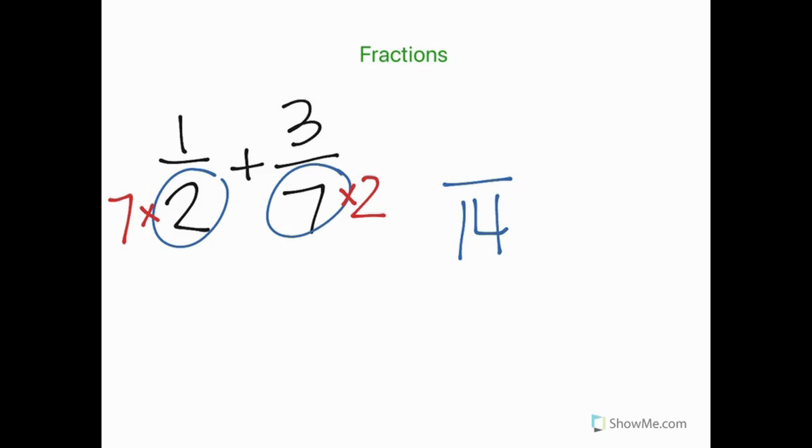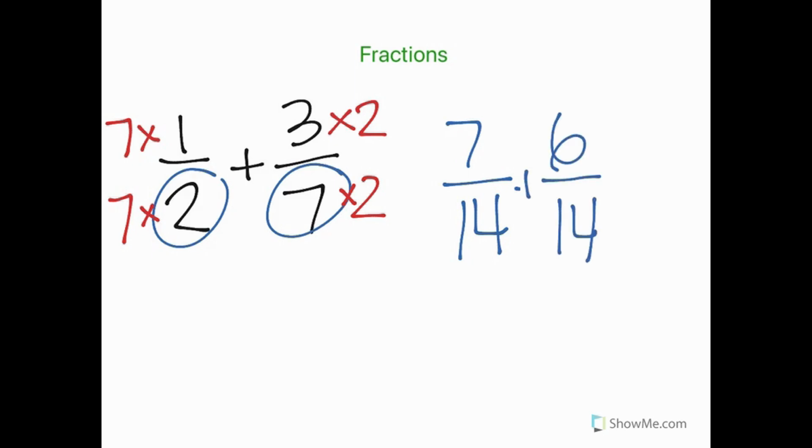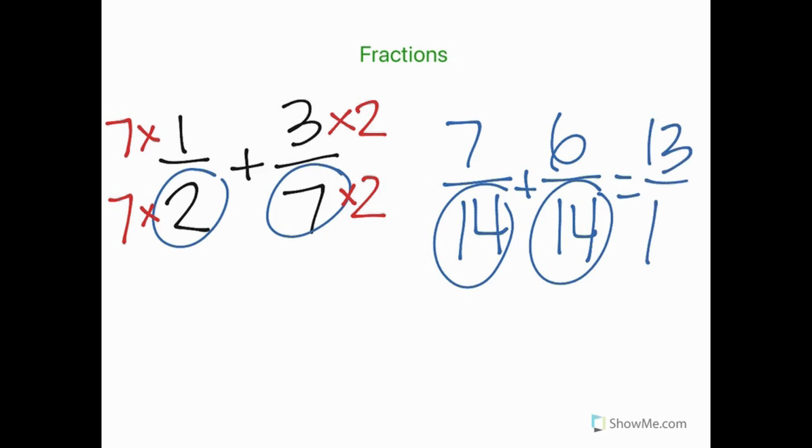Now we also have to multiply the numerators by those same numbers. 3 times 2 and 1 times 7. That's going to give us 7 over 14. And it's also going to give us 6 over 14. Now we have that common denominator. So we can go ahead and add 7 plus 6, which is 13 over 14. And there's your final answer.